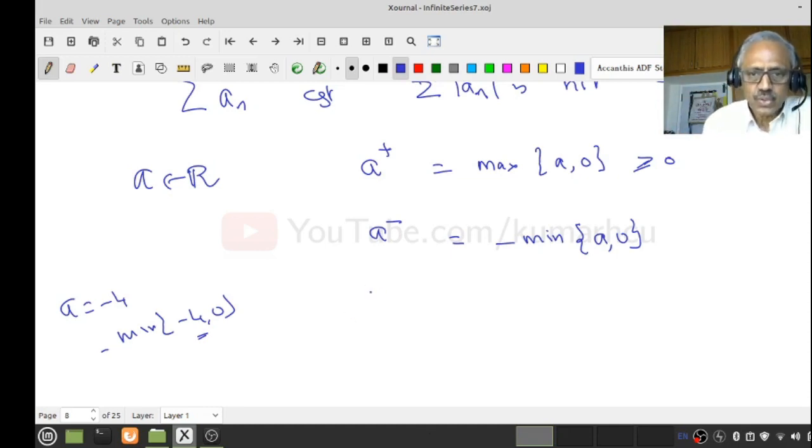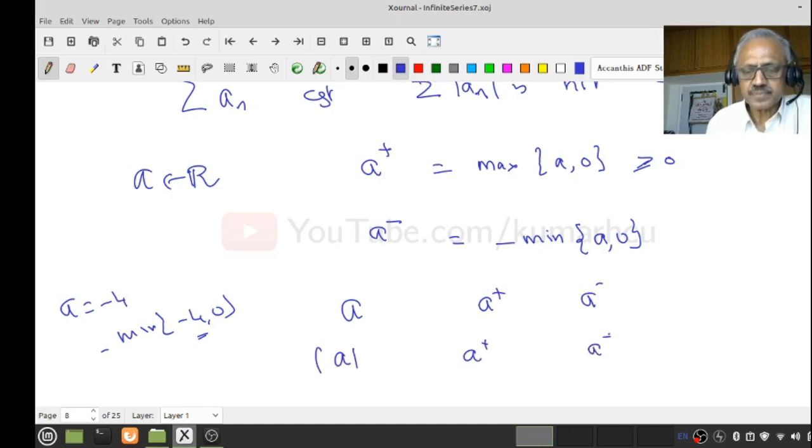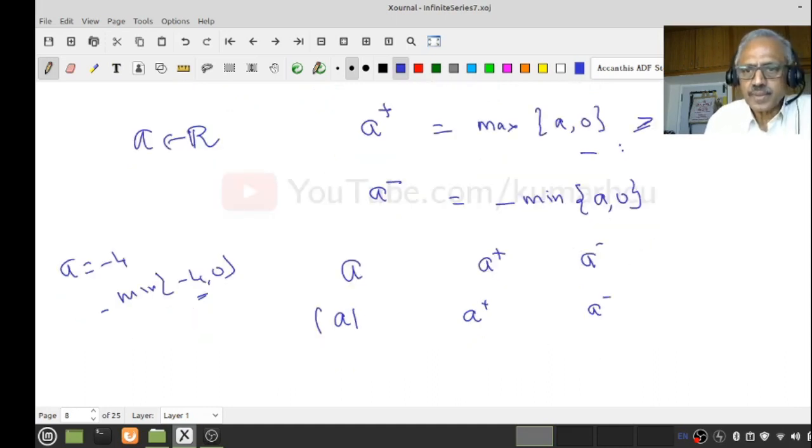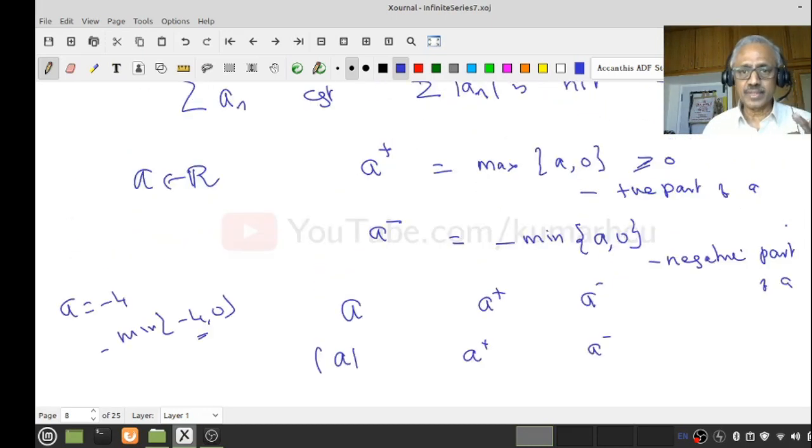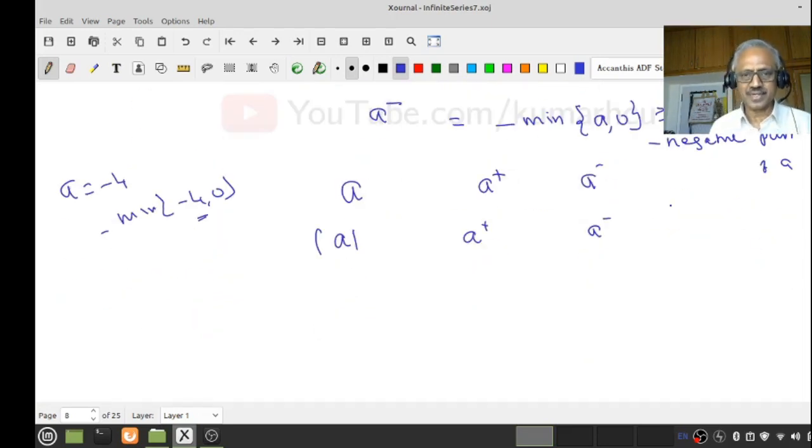So let us look at a minus. Now what are the things? What is the relation between a plus and a minus? And what is the relation between mod a, a plus and a minus? This is called the positive part of a, and this is called the negative part of a. This is just a name. Think of the number so that you know. So remember, even the negative part is a non-negative number. This is also greater than or equal to 0. Because if a is negative, the minimum of a and 0 will be a, therefore I am taking minus a, therefore I get a modulus. You follow that? So they are all closely related.